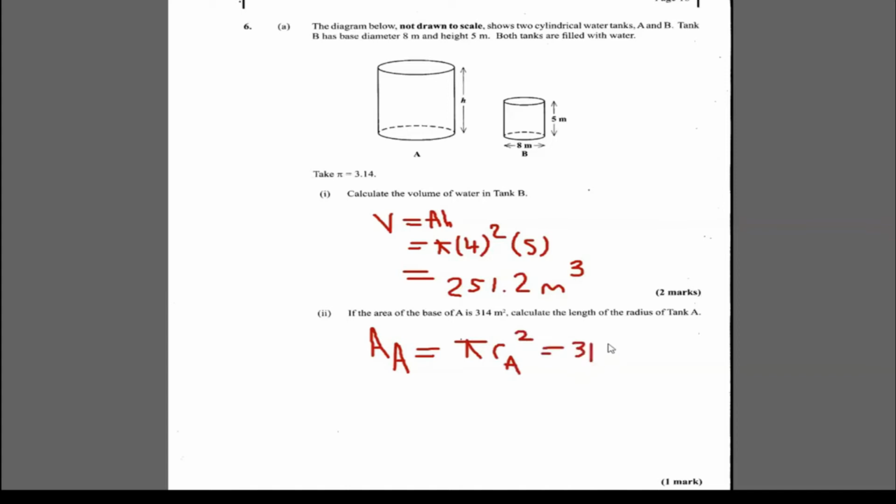So if this is equal to 314, we want to find r. We divide by pi first. So 314 divided by 3.14. So that's going to give us that RA square is equal to 314 divided by 3.14. That's 100. And so what does that mean then? It means that RA is equal to 10. R is equal to 10, and that's 10 meters.